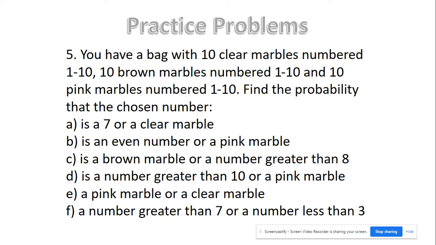So E and F were mutually exclusive. A through D were not mutually exclusive, which means we had to subtract. How was D mutually? Because the number greater than 10, there were. Oh, yeah. Technically, that could kind of go either way. I mean, they're mutually exclusive because one of them is 0.